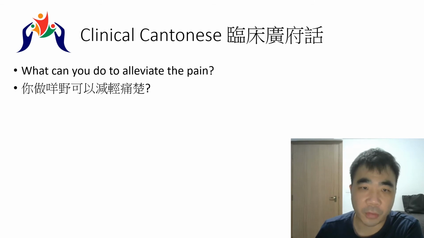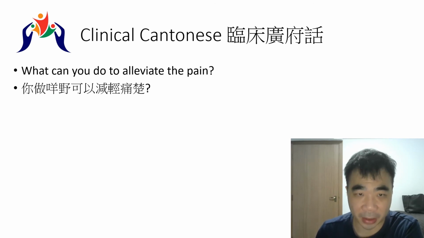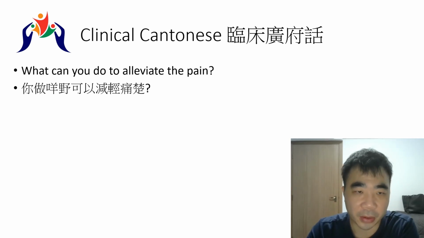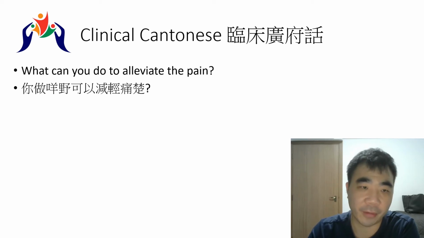And we ask how to worsen the pain, and we also ask what can alleviate the pain. So in Cantonese, we ask 你做咩嘢可以減輕痛楚? 你做咩嘢可以減輕個痛楚? You can hear that sometimes I use 咩啊, 咩嘢啊, which is a very useful, common Cantonese questioning word. Very useful, but only in oral Cantonese. In traditional Chinese, you don't find it.